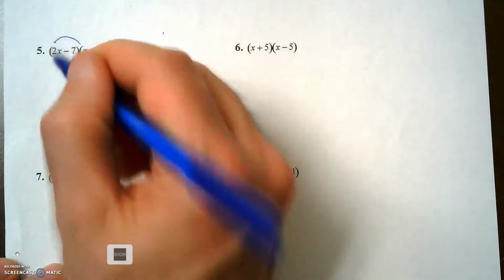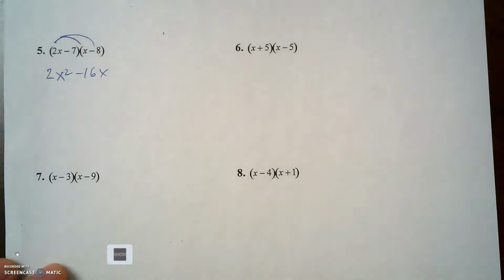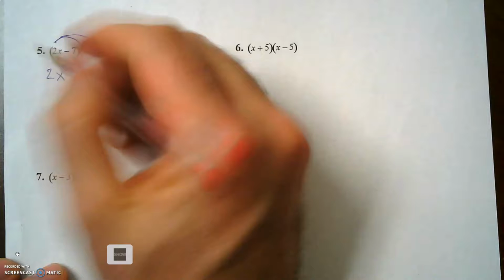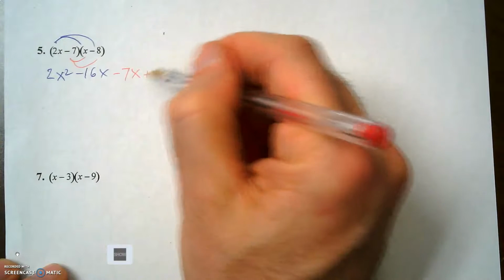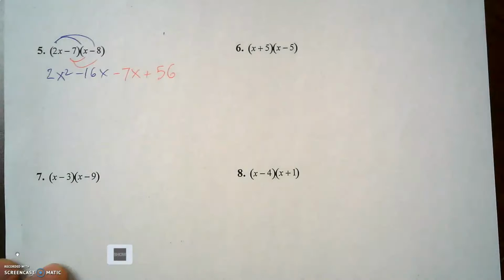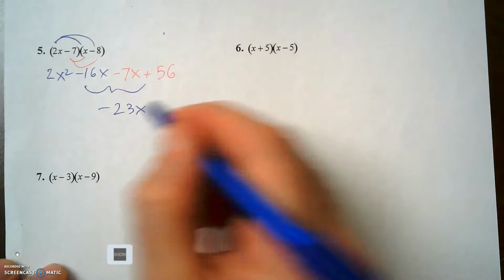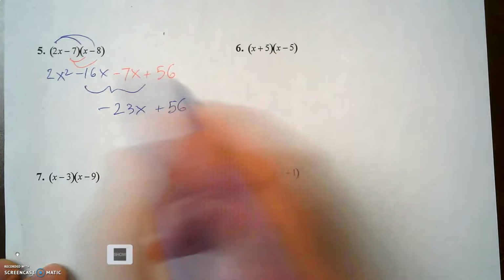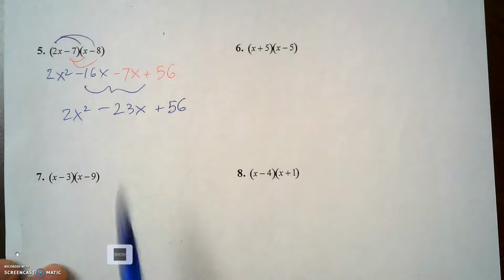Here we are. 2x times x. 2x times negative 8. Negative 7 times x. Watch your signs as always. Negative 7 times negative 8. Look in the middle to add. They're both negative, so that's just going to be a negative 23x. Don't forget that and that. So our answers have been trinomials.